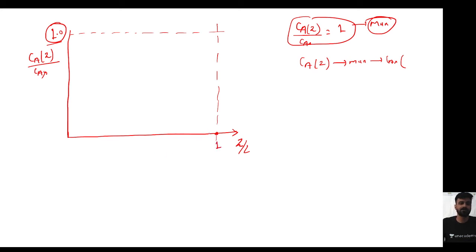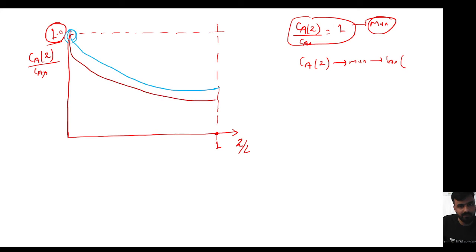Z upon L. So initially what will happen? Initially it will start from 1, and it will decrease like that. It will go like that. Okay. Again, this plot will look like that.